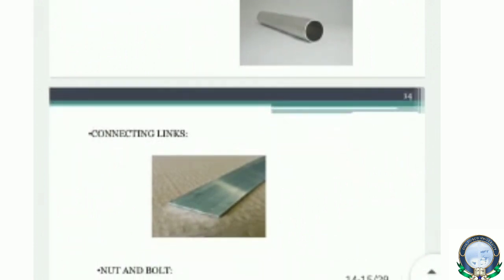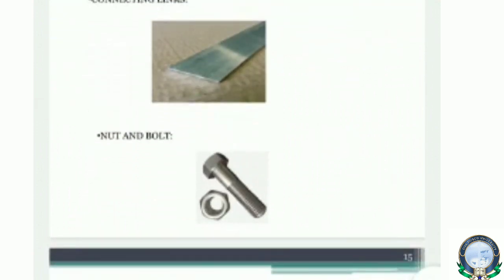Then we have connecting rod. It is aluminum rod or pipe attached to the actuator on one side and connecting links on the other side. It helps to give movement to the legs in the required direction. Then we have connecting links. It is a plate that is used to connect two parts of the frame with screw to give a free movement between two parts.